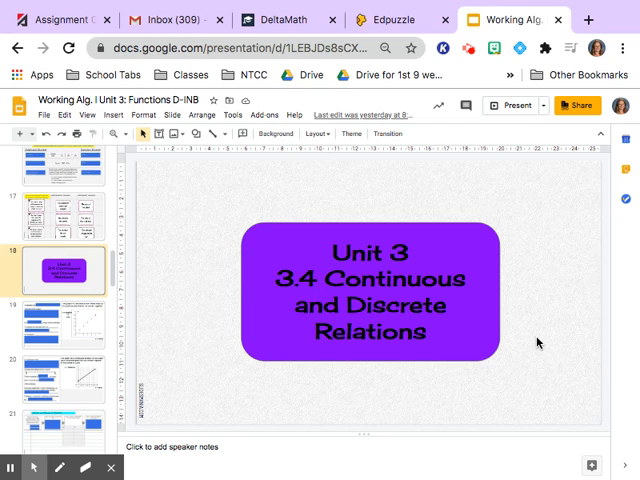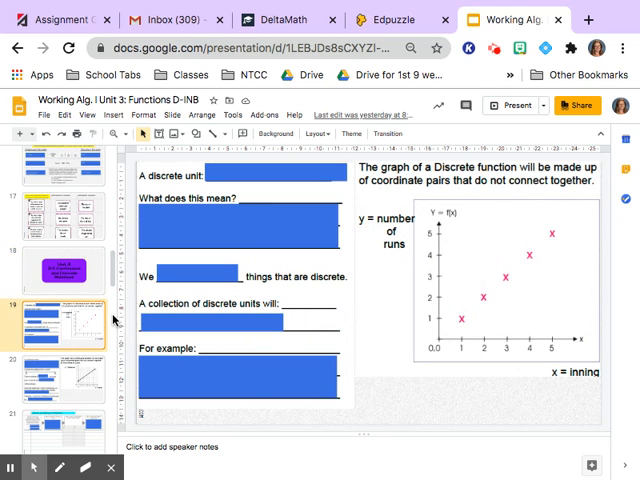We are going to talk about continuous and discrete functions. So those are two types of functions. We have discrete functions. So let's look at this graph. What do you notice about the graph? It's going up, yeah.